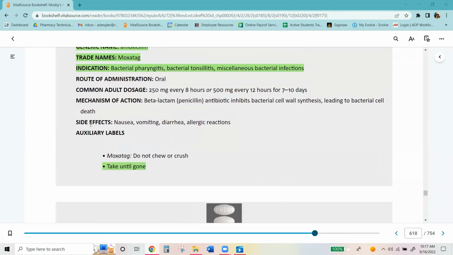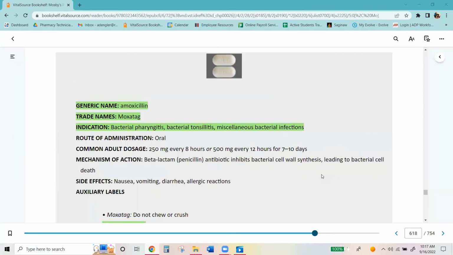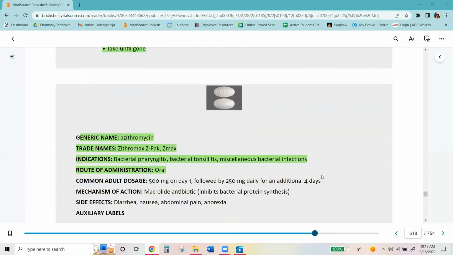As with any antibiotic, we should be taking them until they're gone. And that's a huge thing for many, many people. They get their antibiotics, they take them for the first 5 days, they feel fine, so they don't take them for the last 2 days. That can introduce reinfection and bacterial resistance.